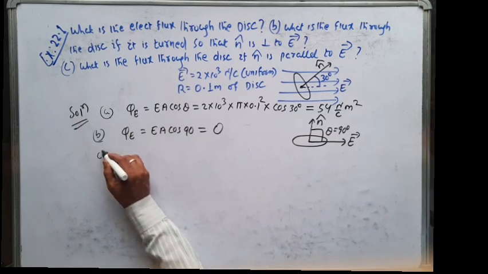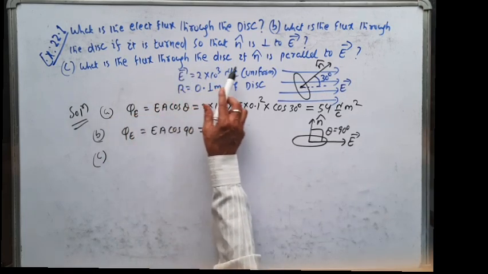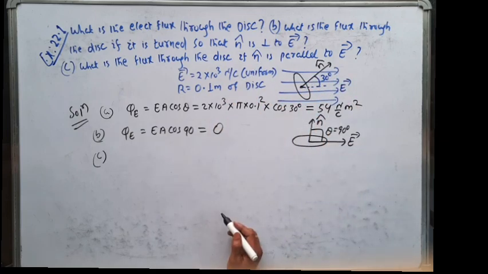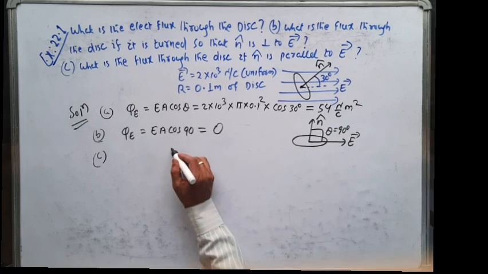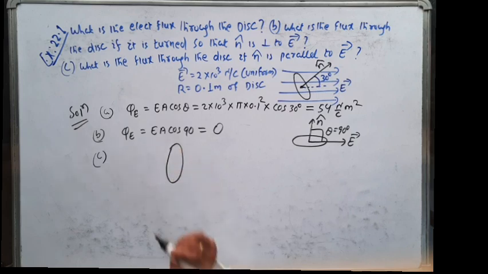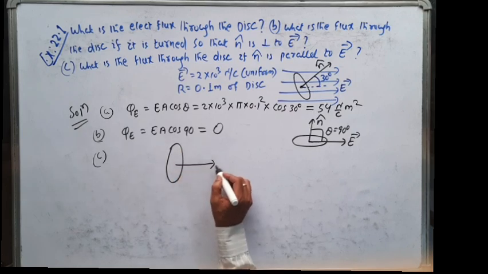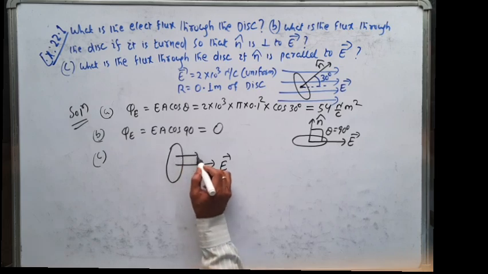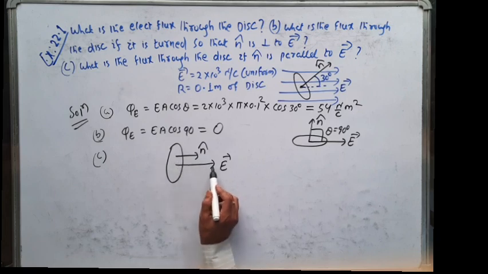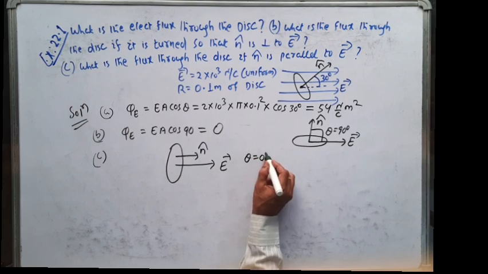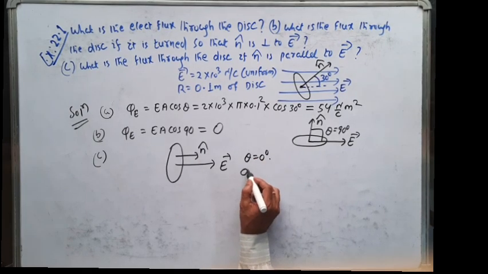What is the C bit? What is the flux through the disk if n cap is parallel to the electric field? That means if we keep the plane of the disk like this, and the direction of the electric field is already given here, the n cap, which is the area vector, is parallel to the electric field. So in this case, what is theta? Theta is equal to 0 degrees. If theta is equal to 0, what is the flux?